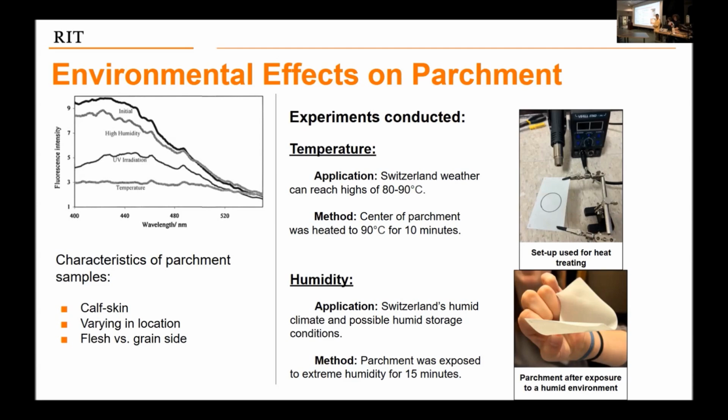Slide 8. Oh, God, can I continue with 5 for a second? Sure. Switzerland weather can reach highs of 80 to 90 C. Oh, no. I don't think it can do that quite yet. Is that F? Yes, it's Fahrenheit. We tested it with the heat gun in Celsius, and we made a small error on the slide. I was giving them the benefit of the doubt. Maybe they work in hot boxes. Yeah, right. Okay, slide 8.